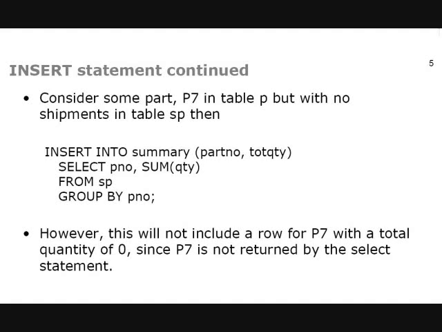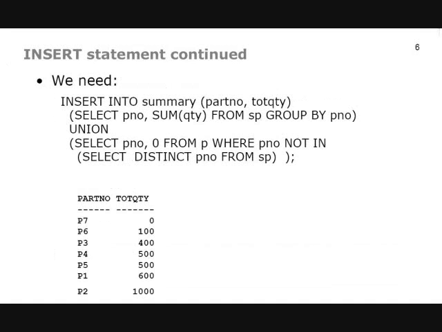If I want to capture it, then I have to write a slightly different select statement, because this statement is not going to enter any part for which there is nothing in the shipment table. So if I wanted to capture those, I could extend my select statement and say insert into summary part number and total quantity, and then I can select two sets of tuples.